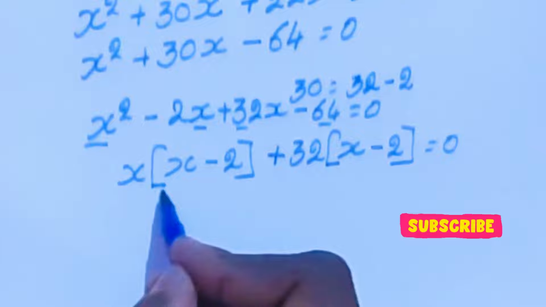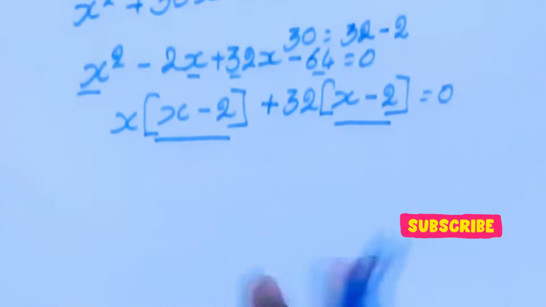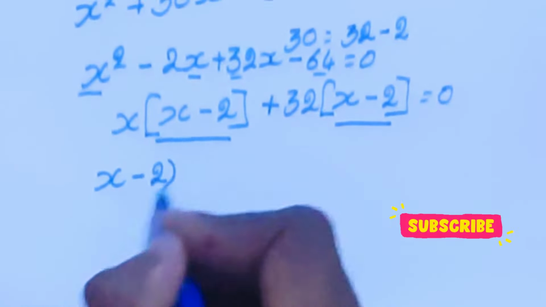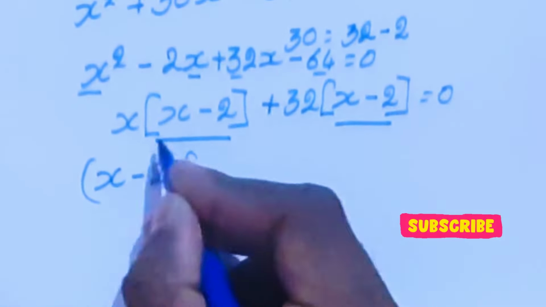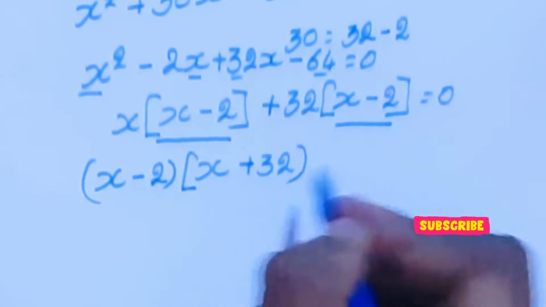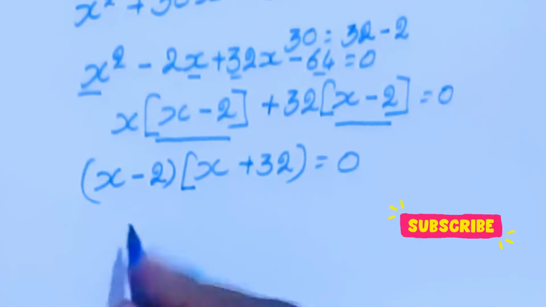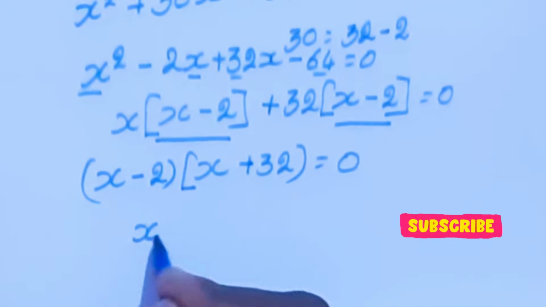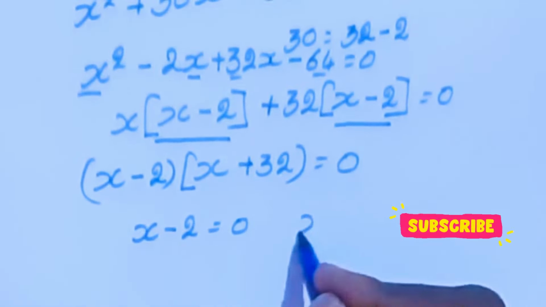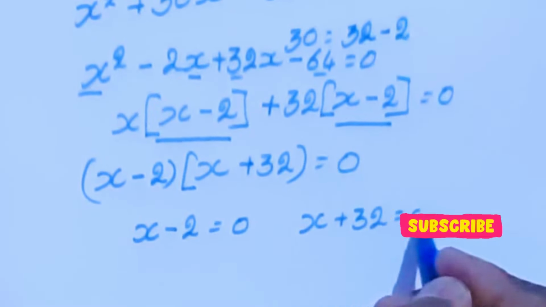In this step we are going to take (x − 2) common. So (x − 2)(x + 32) = 0. Now we have two equations here. One is x − 2 = 0. The other one is x + 32 = 0.